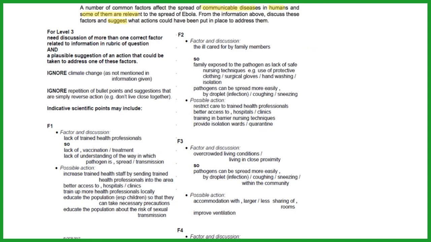So to get level 3, that is to put you into the 5 to 6 mark band, you need to discuss more than one correct factor related to the information in the rubric of the question that is causing an increase in the transmission of Ebola virus, and then plausibly suggest an action that could be taken to address that factor and reduce the transmission.